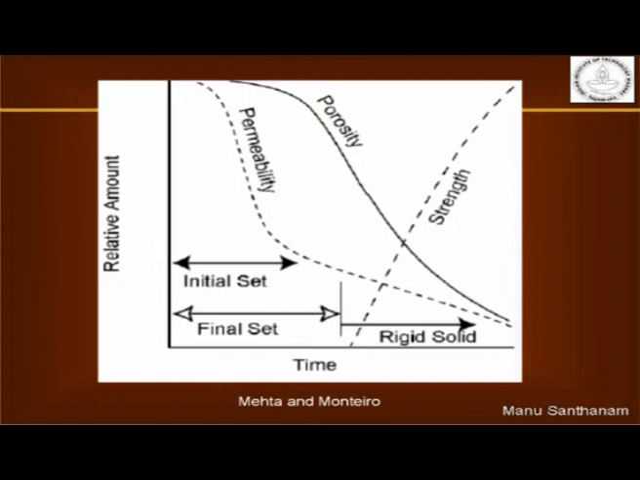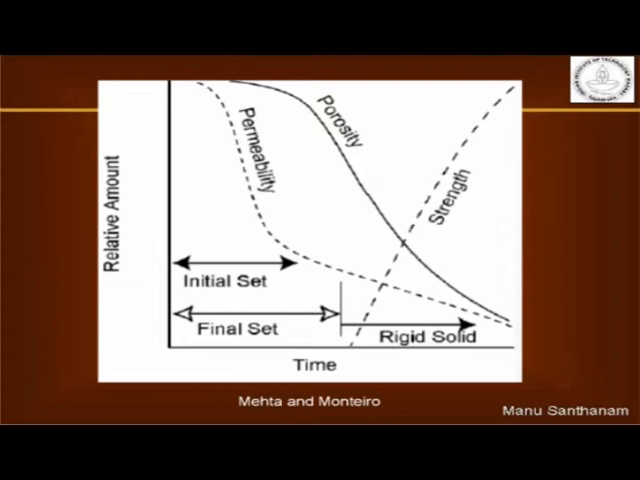Okay, why is the porosity coming down? Because the water is getting used up by the cement to produce the hydration products, and these hydration products are going and filling up the space, reducing the amount of porosity that is available. Okay, so with time, as hydration continues, the strength continues to develop, the porosity continues to reduce, and the permeability continues to reduce.